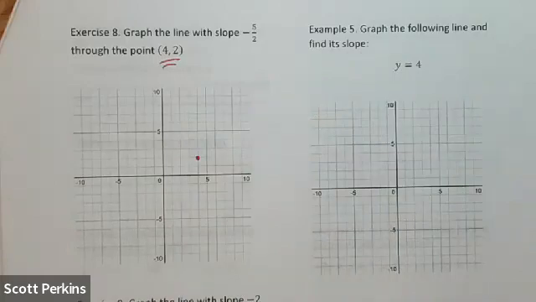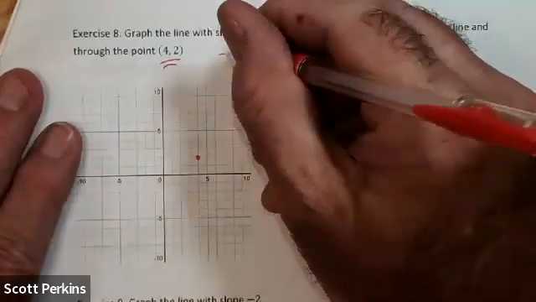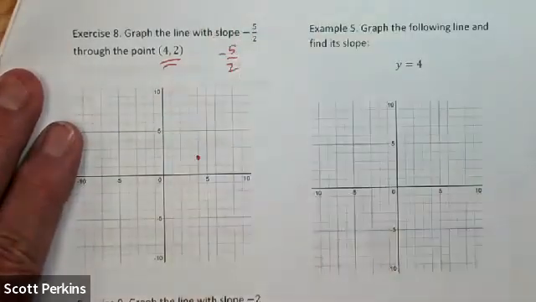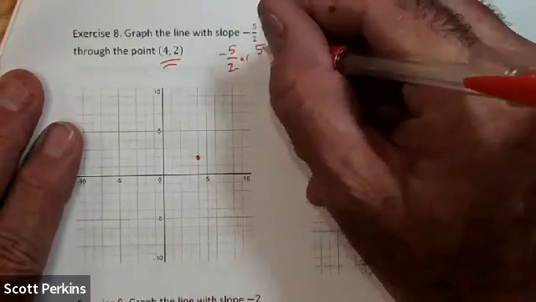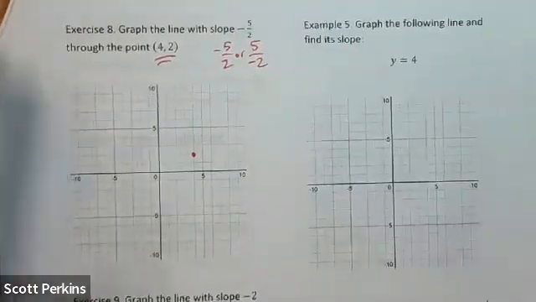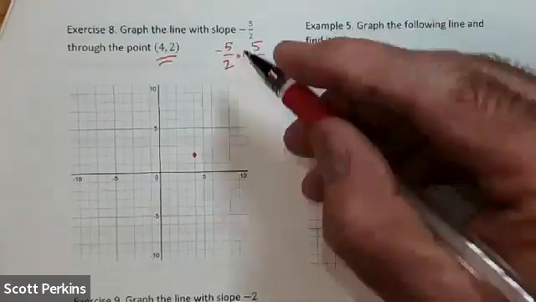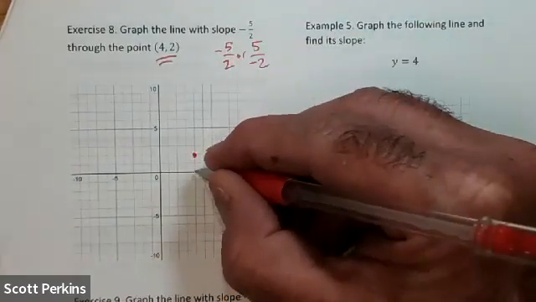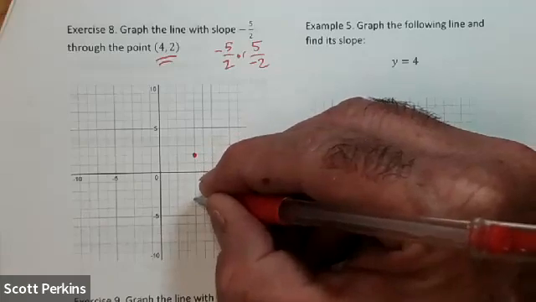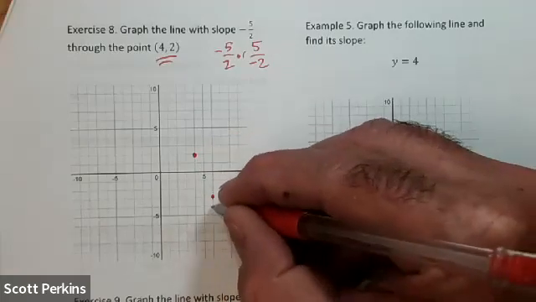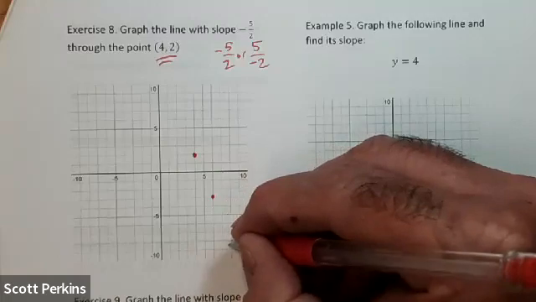So again, here as before, you have a choice. You can put the negative with the 5 over +2, or you can do a +5 over -2. Makes absolutely no difference. If you did the negative with the 5, that means you're going down 5, 1, 2, 3, 4, 5, and then right 2.